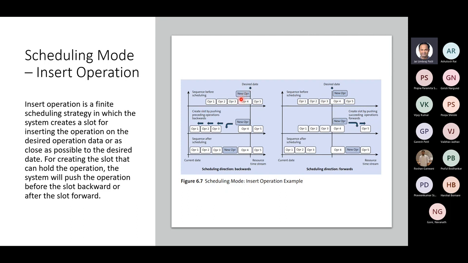The direction is backward. So insert operation means I don't want to move much. So I will just try to move as much as operation 4 asks me to move. Because of the sort sequence, operation 4 has higher priority than the new operation. So operation 4 remains there, but the new operation goes to the left and makes the slot for itself, which means it pushes all the other remaining 3 operations scheduled on the work center. So this is insert operation. It finds the time slot for itself by inserting itself.